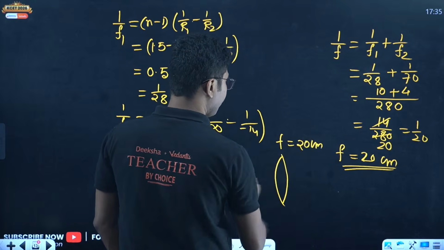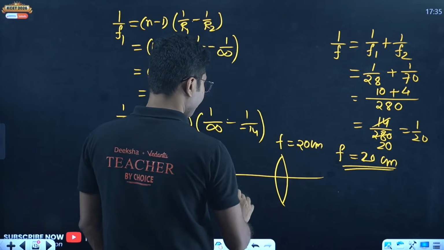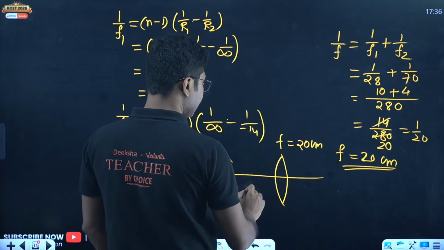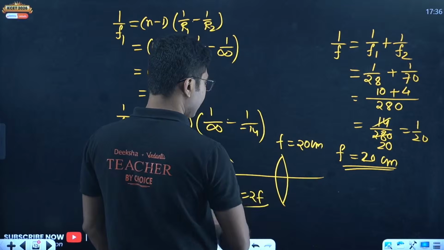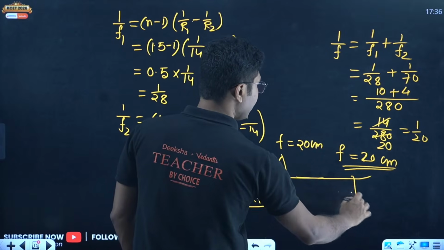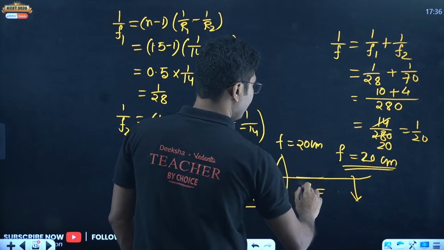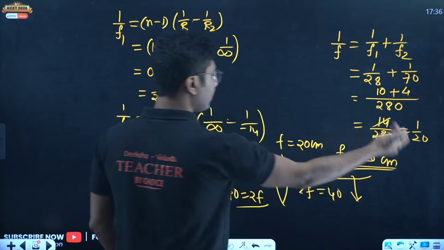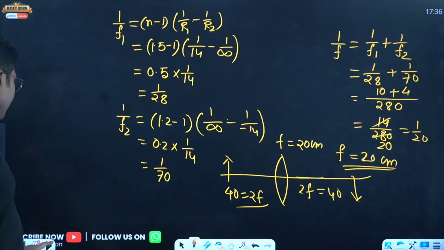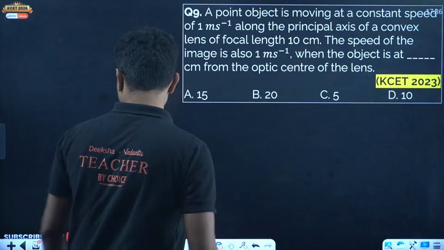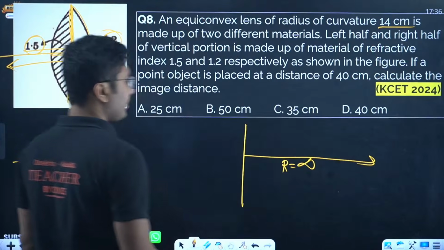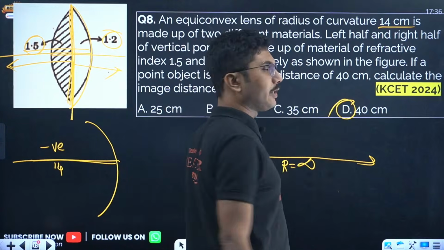Now if you keep an object at 40, that means the object is kept at a distance equal to twice the focal length. So you are going to get an image exactly at 2f, that is 40 centimeter, but on the other side. So the final image will form at a distance of 40 centimeter.